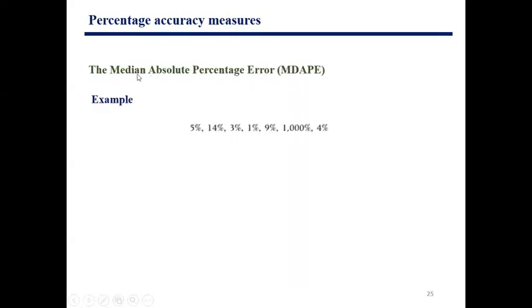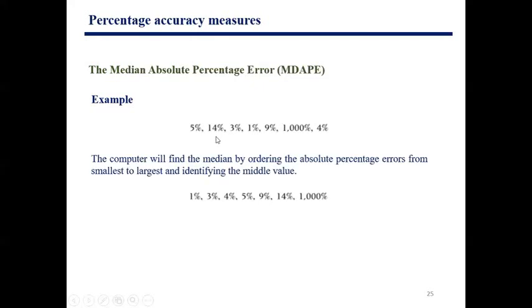So a way to handle this problem is to use the median absolute percentage error. How to find the median? You just have to do ranking, to order these absolute percentage errors from the lowest to the highest, and after you take the median, which is the middle value of your periods. And in our case, it's 5. You can see 1, 3, 4, 5, 9, 14, and 1000, and in the middle we have 5. So here, the median absolute percentage error is 5%.